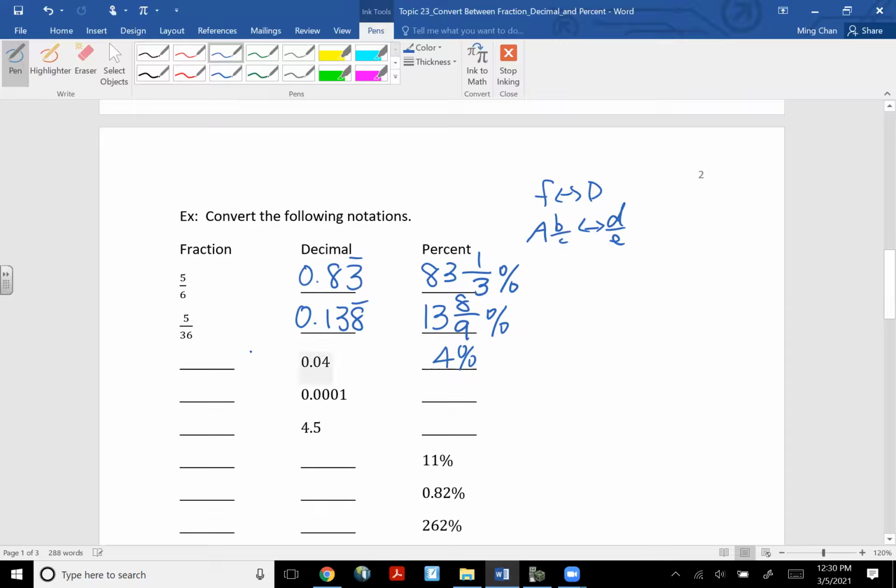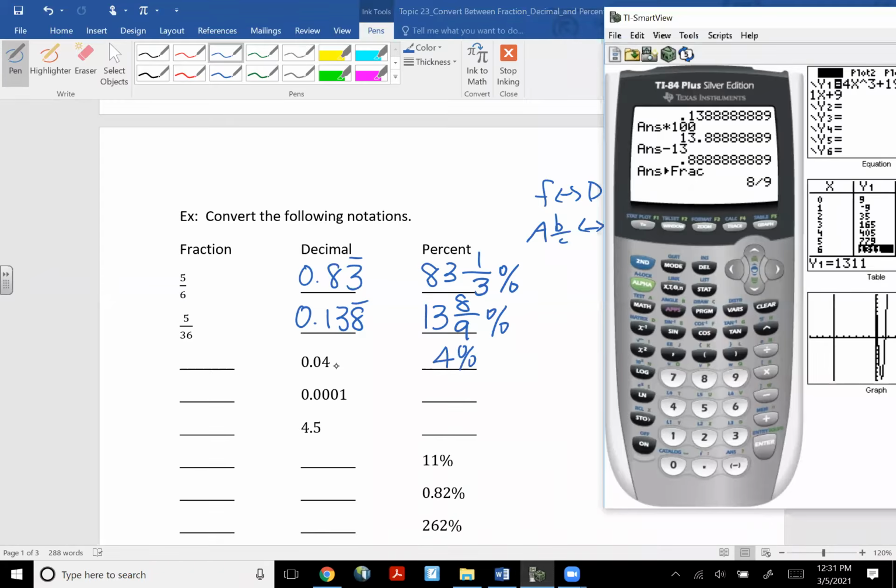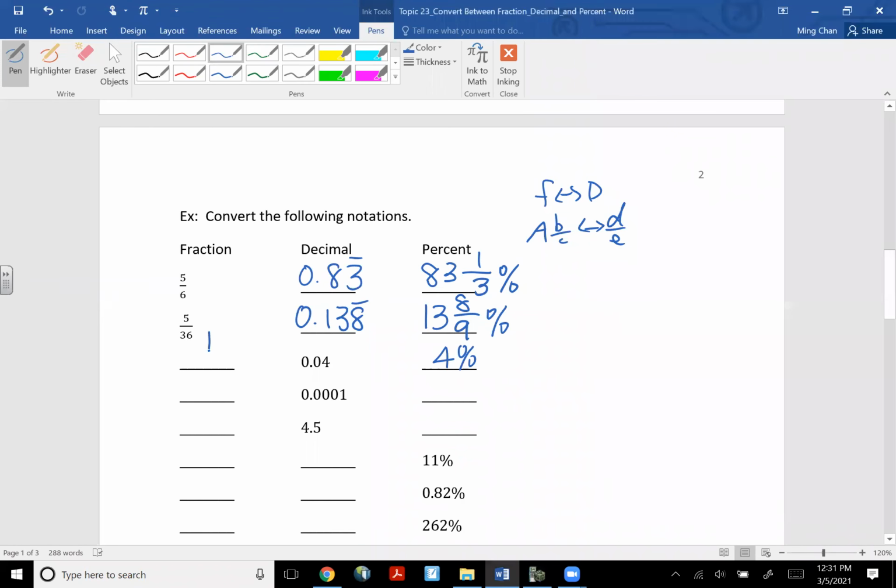All right. Now to go back to a fraction, I can use a calculator or I can just do it by hand. This is 4 over, so I read it as 4/100ths. Then you can reduce the fraction, or you can type in 0.04 and do the F to D, or math number one, convert to fraction. It'll tell me it's 1 over 25.